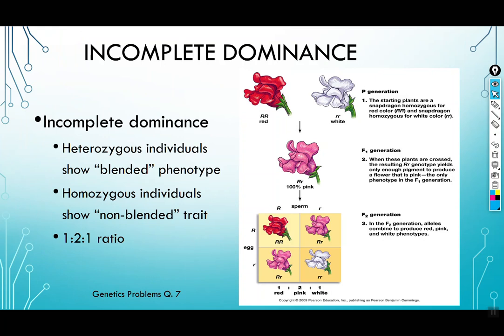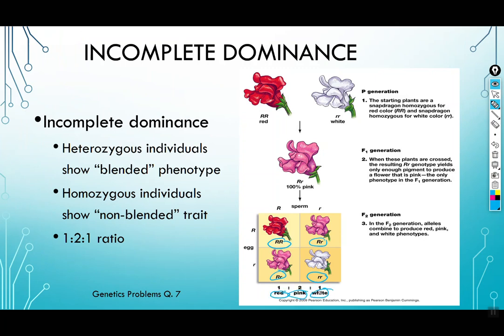What's significant about this is that if you allow the F1 generation to self-pollinate or self-cross, so cross a heterozygote with a heterozygote, the F2 generation has not only a 1 to 2 to 1 ratio of homozygous dominant, homozygous recessive, and 2 heterozygotes, so 1 to 2 to 1 with the genotypic ratio, but the phenotypic ratio matches. So 1 to 2 to 1 red to pink to white.